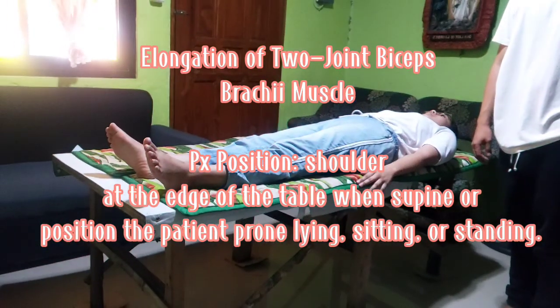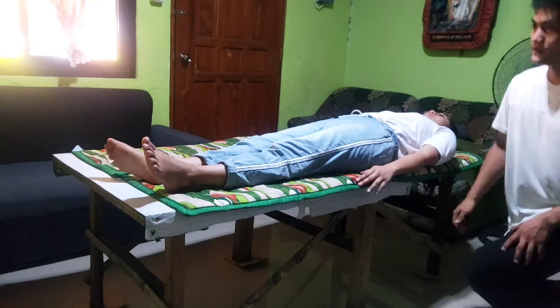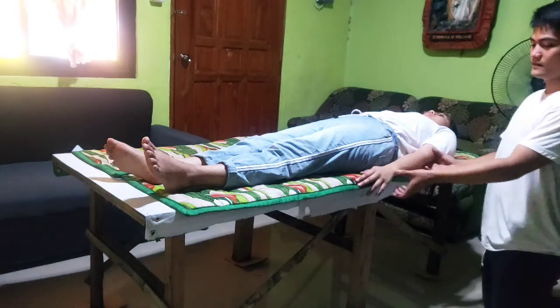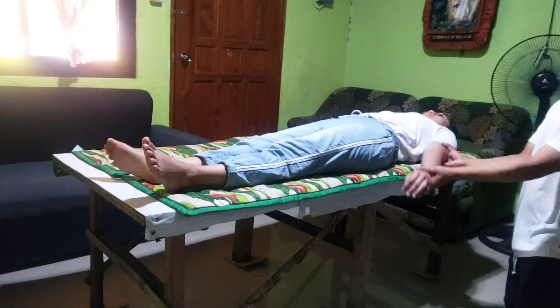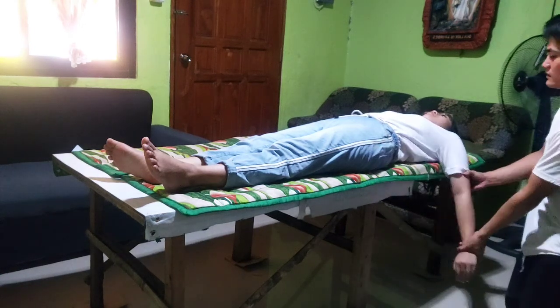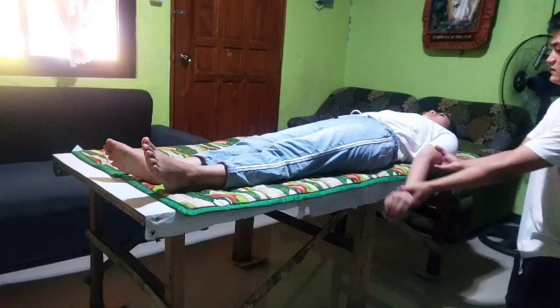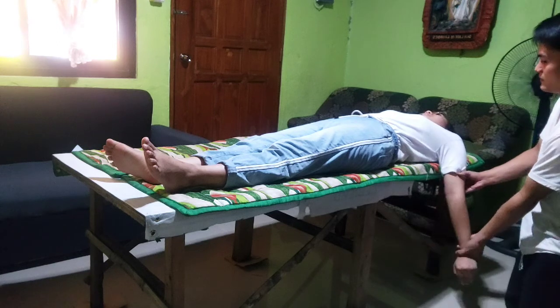Patient position, supine at the edge of the bed. Hand placement and procedure. Using the top hand, pronate the patient's forearm by grasping the wrist and extend the elbow, and the lower hand supports the elbow. Then hyperextend the shoulder to the point of tissue resistance in the anterior arm region.